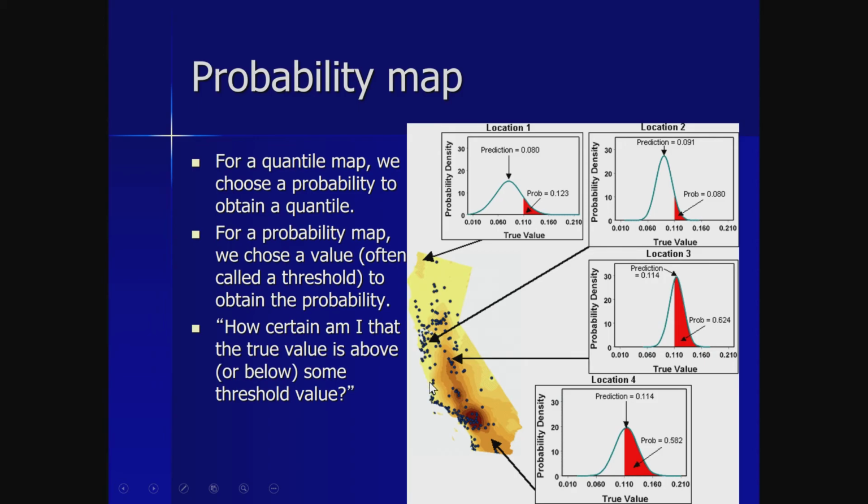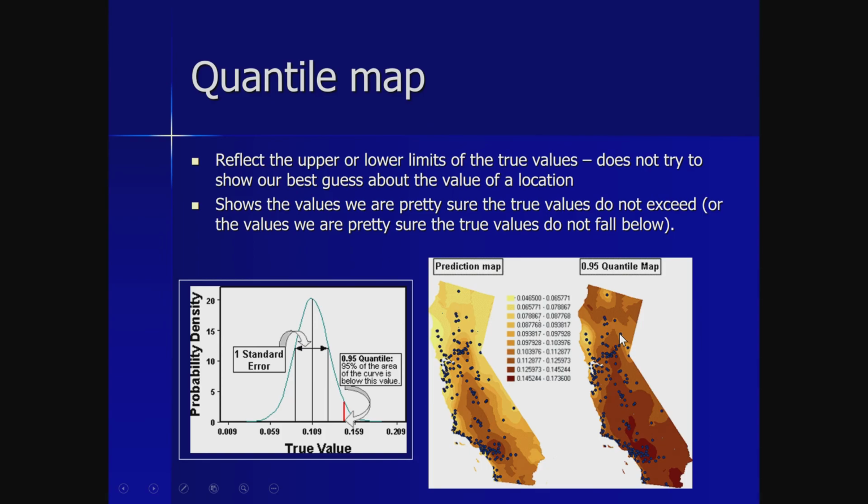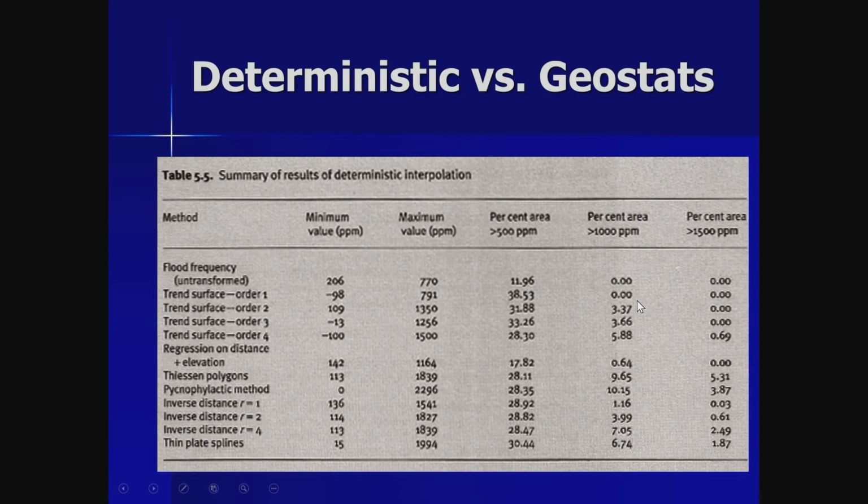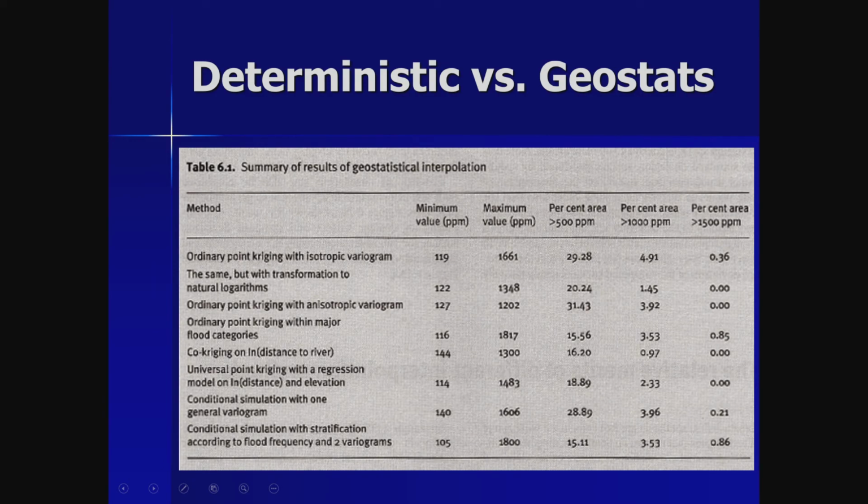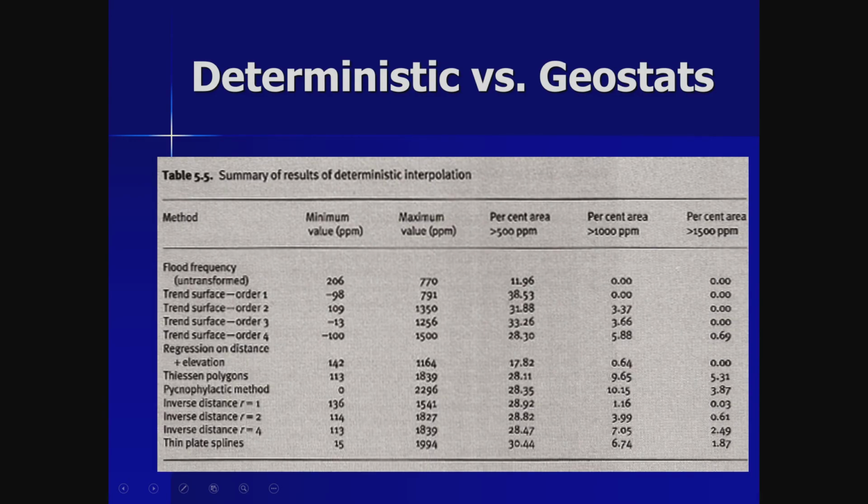Here we're specifying a threshold, and we're getting a probability. Here we're getting a 95% quantile map. All right. So for the lab, you're going to produce a diagram kind of like this. We're going to look at different interpolation methods, and we're going to create a diagram like this. So actually, why don't I wait until we get to the lab? We'll use this as an example.